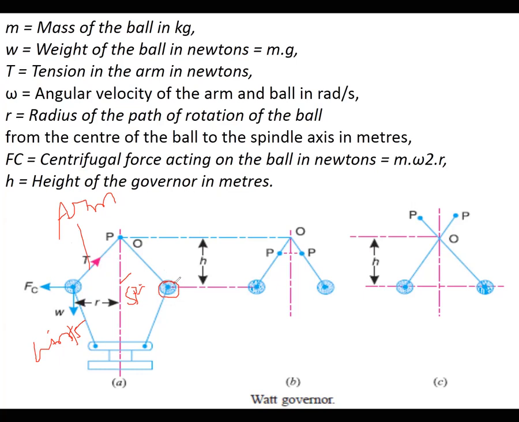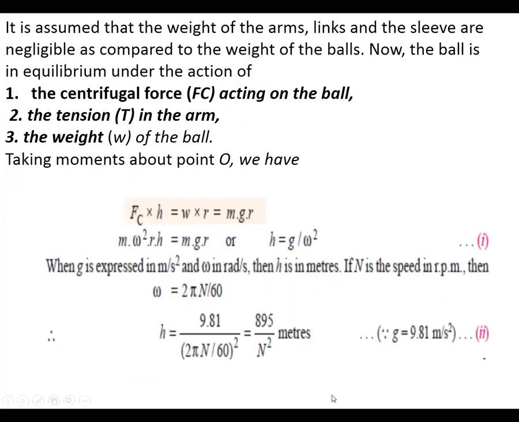In order to produce the centrifugal force, the ball mass is required. So the ball mass is considered as it is, and the other masses are not considered. That is the statement: it is assumed that the weight of the arms, links and sleeves, that means the shaft, is negligible as compared to the weight of the balls. So the weight of the balls we are considering, and other weights we are not considering.